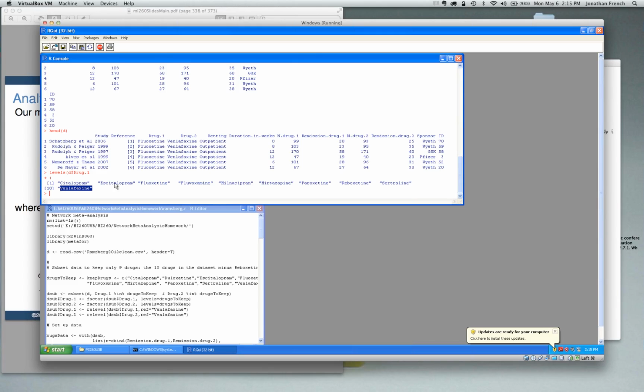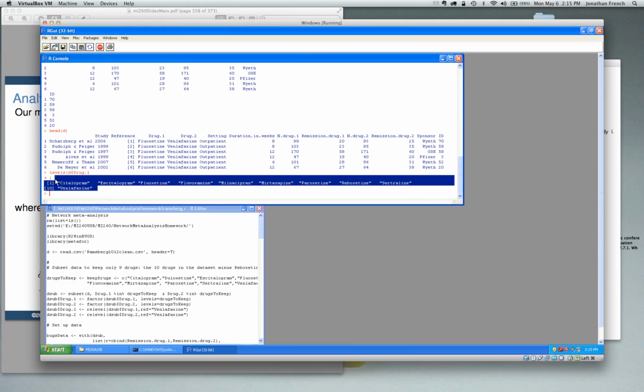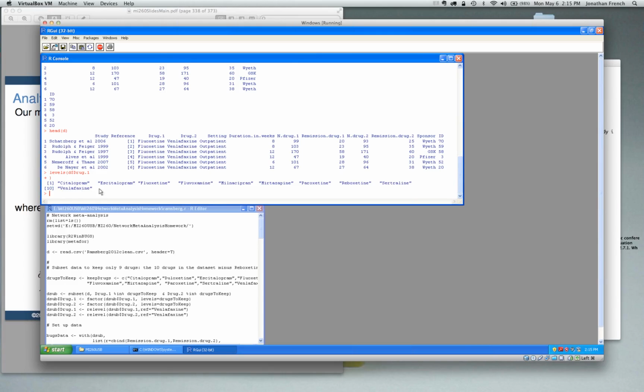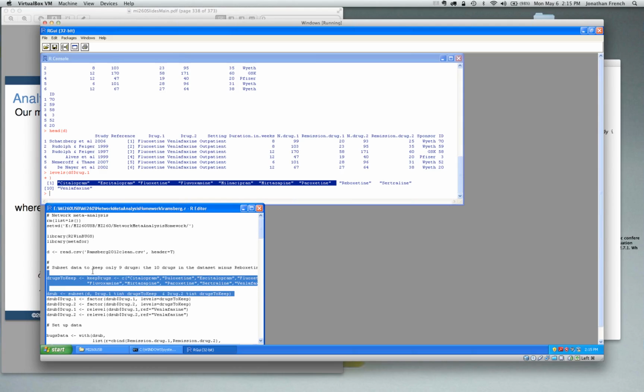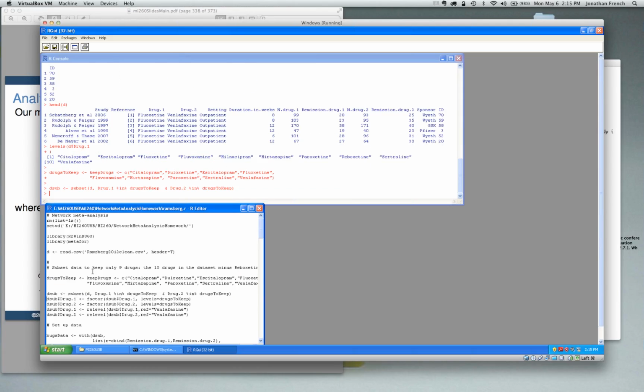So what we'll do is we'll re-level the variables drug 1 and drug 2, so that they'll be factor variables with venlafaxine being the first level, and then we'll just arbitrarily replace the rest of them in alphabetical order. So citalopram will be 2, escitalopram 3, and so on. And we'll do that here by using the relevel function in R.